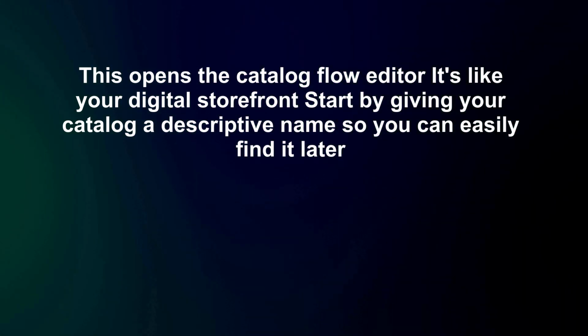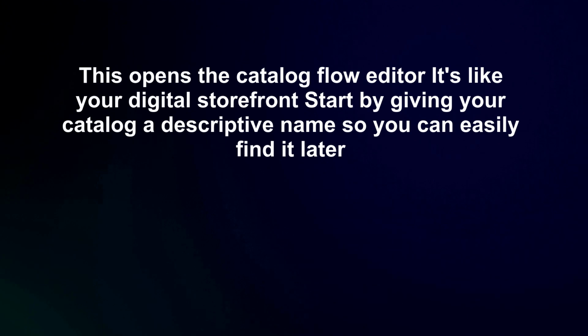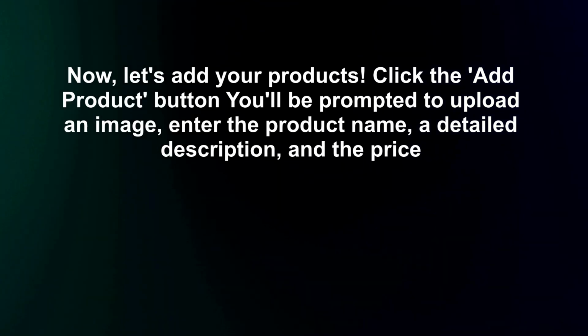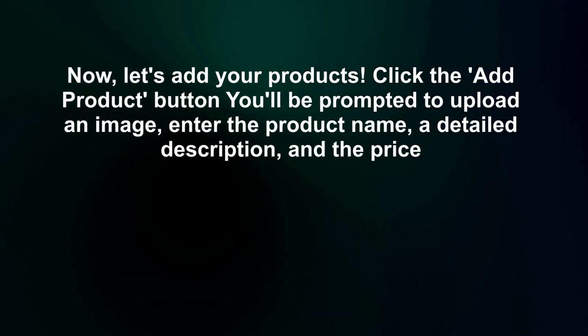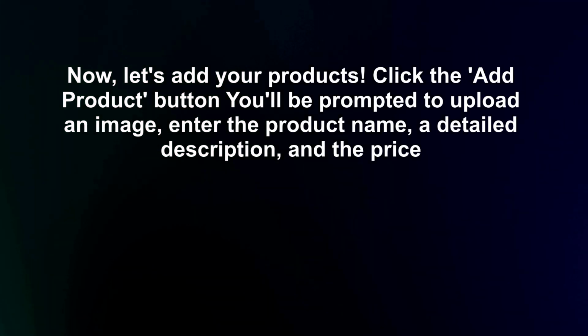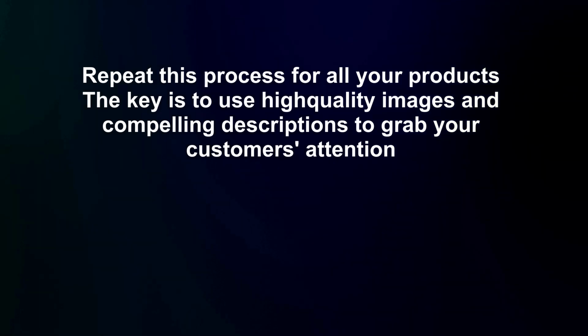Start by giving your catalog a descriptive name so you can easily find it later. Now, let's add your products. Click the Add Product button. You'll be prompted to upload an image. Enter the product name, a detailed description, and the price. Repeat this process for all your products.